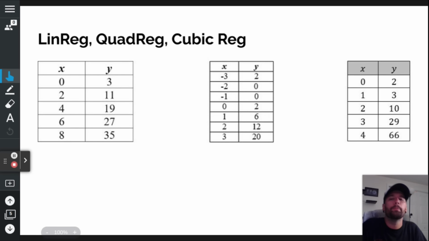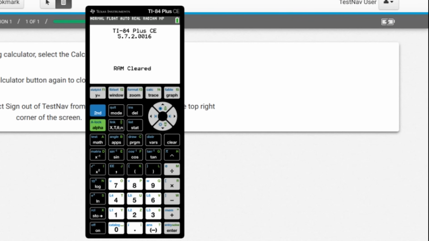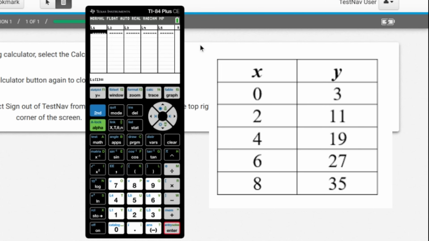Let's start out with linear. All right, let's talk about linear regression, quadratic regression, and cubic regression. All processes are done pretty much the same way. Whenever you're asked to input data, you're going to hit stat and go right to edit. It gives you all of these lists. Right now we're focusing on two lists, L1 and L2, and we just start typing things in.